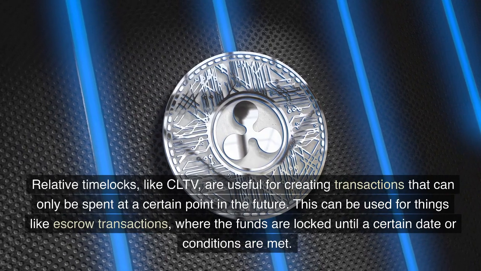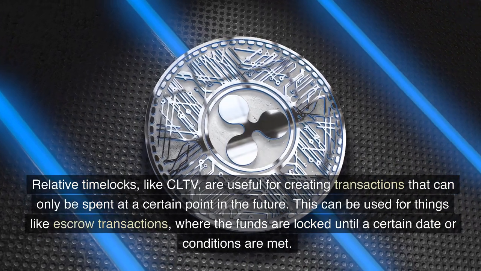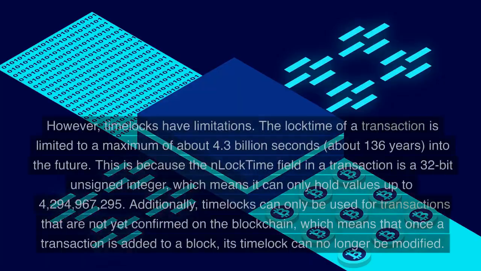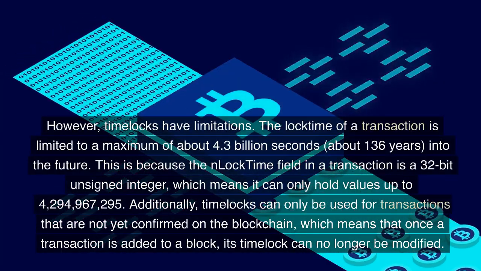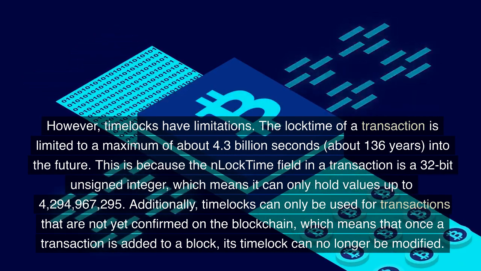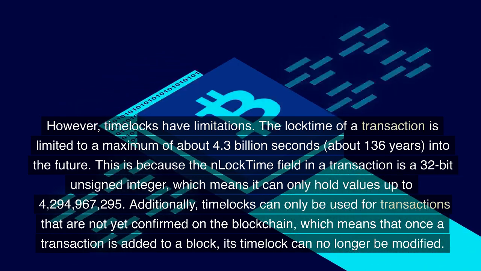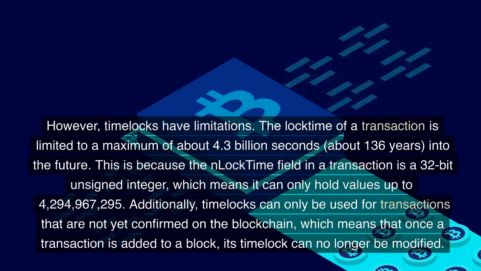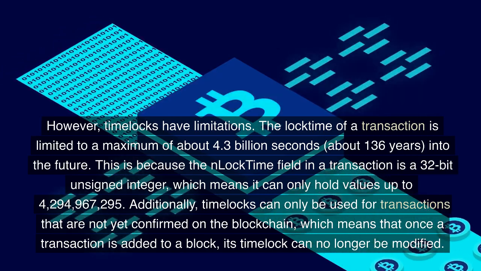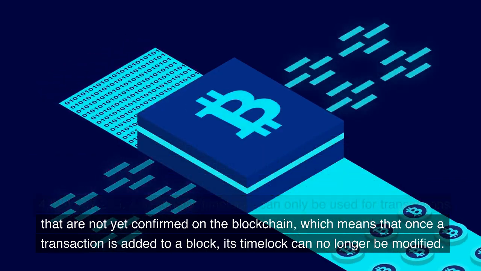Relative time locks, like CLTV, are useful for creating transactions that can only be spent at a certain point in the future. This can be used for things like escrow transactions, where the funds are locked until a certain date or conditions are met. However, time locks have limitations. The lock time of a transaction is limited to a maximum of about 4.3 billion seconds, about 136 years, into the future. This is because the nLockTime field in a transaction is a 32-bit unsigned integer, which means it can only hold values up to 4,294,967,295. Additionally, time locks can only be used for transactions that are not yet confirmed on the blockchain, which means that once a transaction is added to a block, its time lock can no longer be modified.